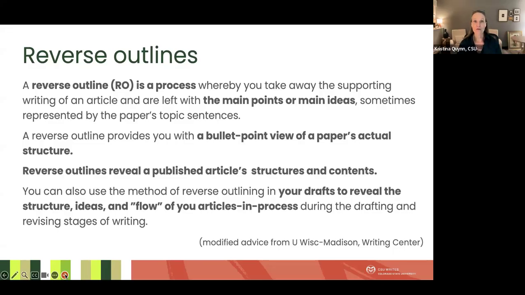Reverse outlining works really well if you have lost your way in a manuscript. You're 10, 15 pages in and you're like, where am I? And what have I spoken? Have I covered this before?